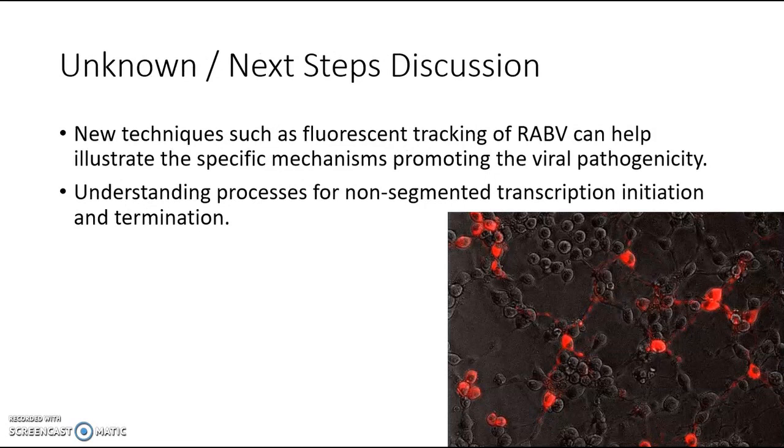Some potential next steps include new techniques such as fluorescent tracking of rabies virus, which can help illustrate the specific mechanisms promoting the viral pathogenicity, as well as understanding processes for non-segmented transcriptional initiation and termination.